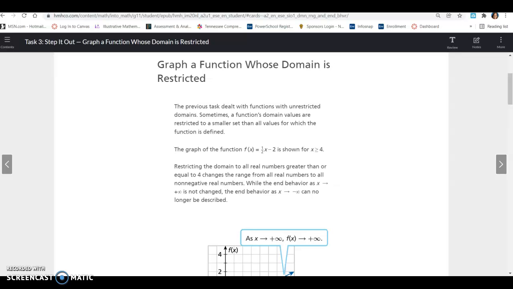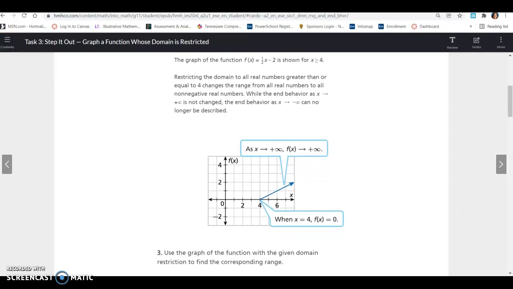The graph of a function f of x equals 1/2 x minus 2 is shown for x greater than or equal to 4. Restricting the domain to all real numbers greater than or equal to 4 changes the range from all real numbers to all non-negative real numbers. While the end behavior as x approaches infinity is not changed, the end behavior as x approaches negative infinity can no longer be described.